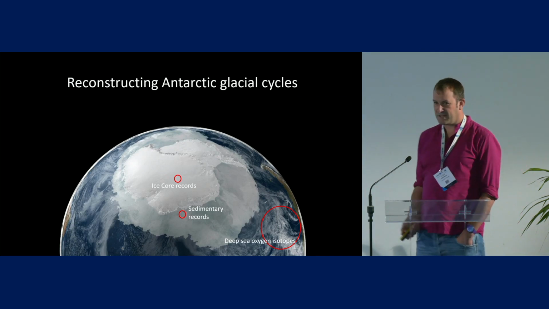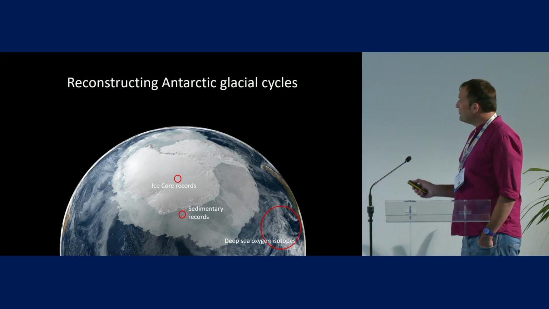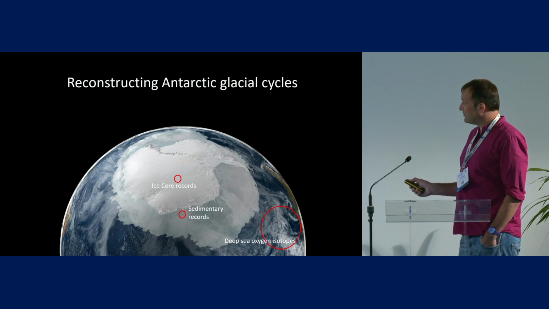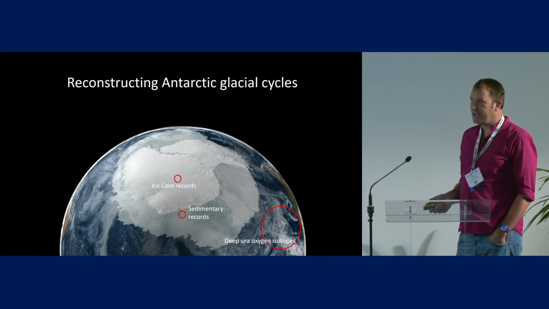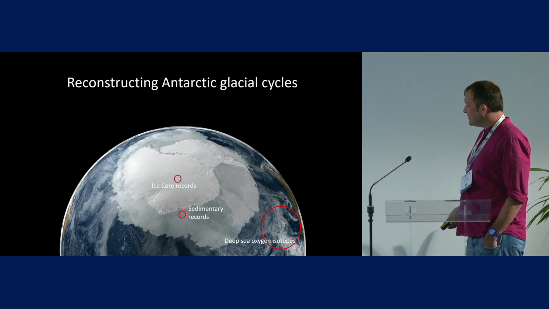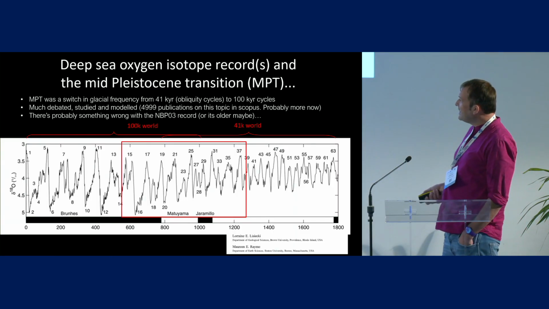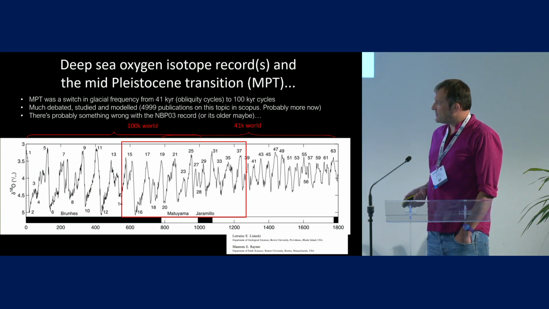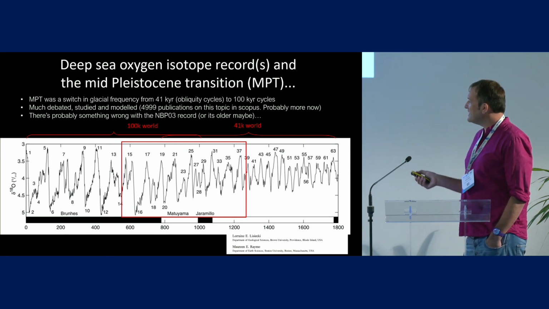So how do we reconstruct glacial cycles in Antarctica? We can look at ice cores, we can look at sedimentary records close to the margin. You've got to be close to the action, but not too close. And we can go to the deep sea record here, deep sea oxygen isotopes. Here is a deep sea oxygen isotope stack from Lisiecki and Raymo.